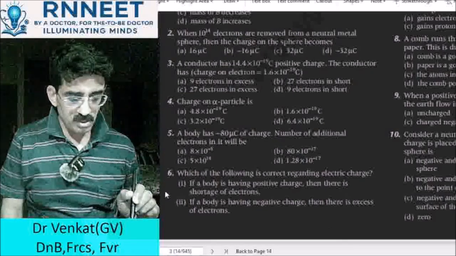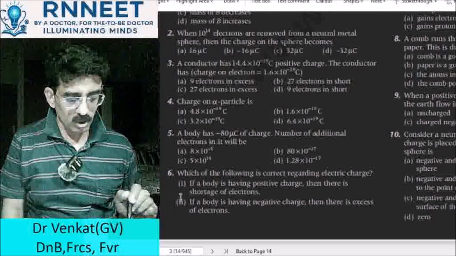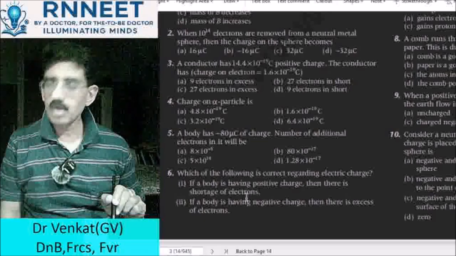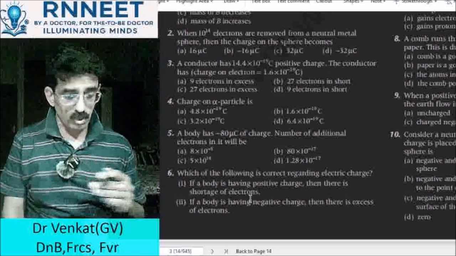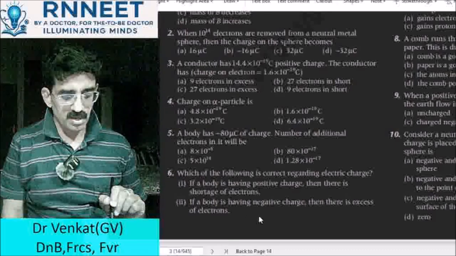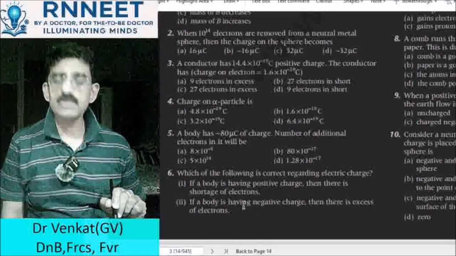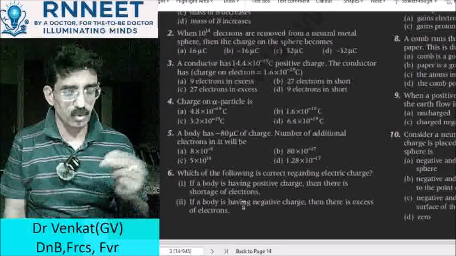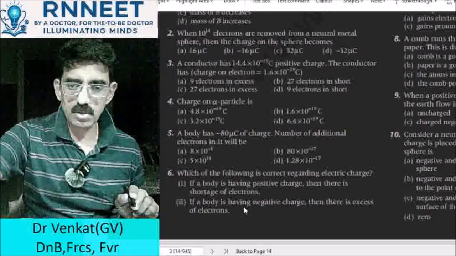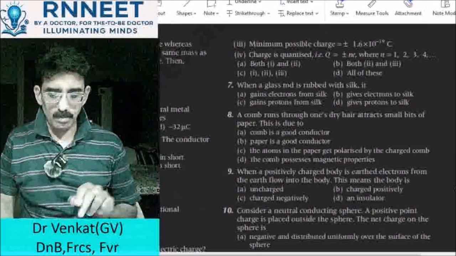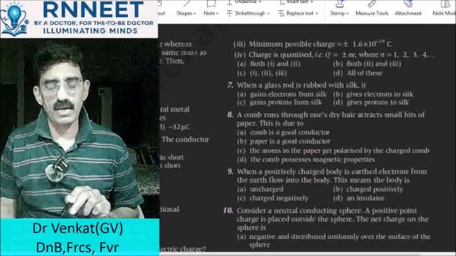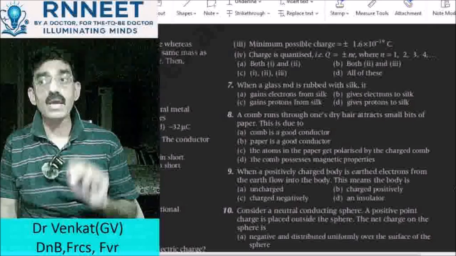Which of the following is correct regarding electric charge? If a body has a positive charge, then there is a shortage of electrons. Electrons are removed, and therefore it is a positive charge, which is right. If the body has a negative charge, there is an excess of electrons. Yes, that is also right. The minimum possible charge is either plus or minus 1.6 into 10 to the power minus 19, because the minimal charge can be 1 e.